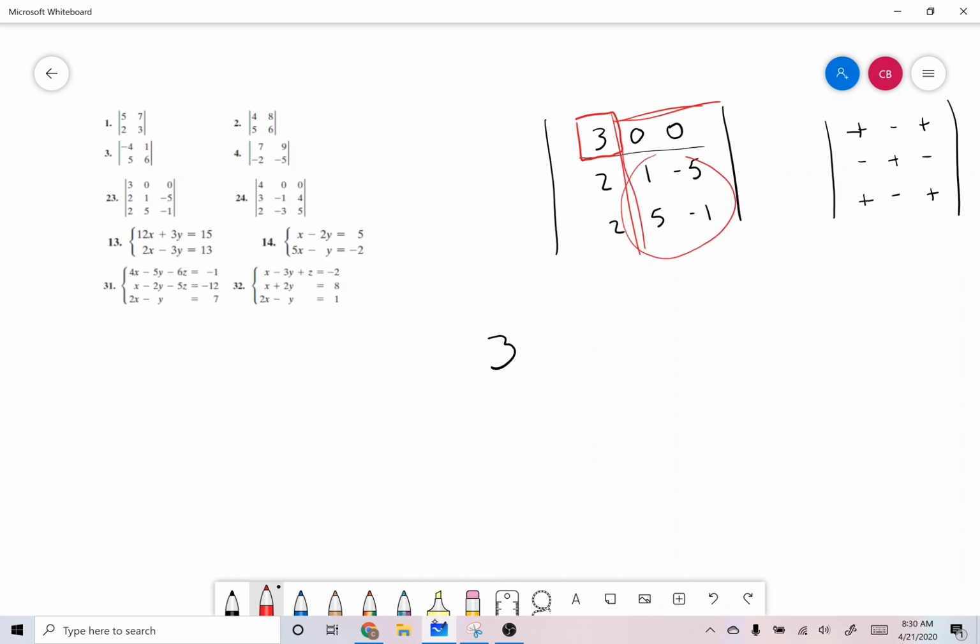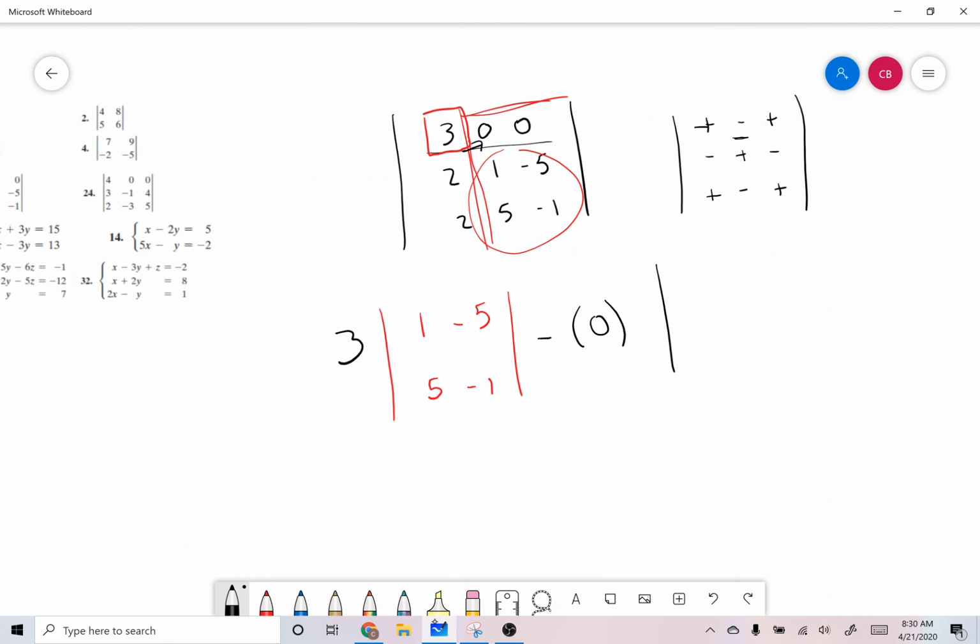That leaves everything in here, so we're going to take the determinant of that: 1, negative 1, 5, and negative 5. So that's the first one. Then we started with 3, and we're going to go right. Now we go to 0, but 0 is negative. So we have minus 0 times the determinant of what's not in the same row and column as 0. These two and these two go with this determinant. So we're going to do 2, negative 5, 2, and negative 1.